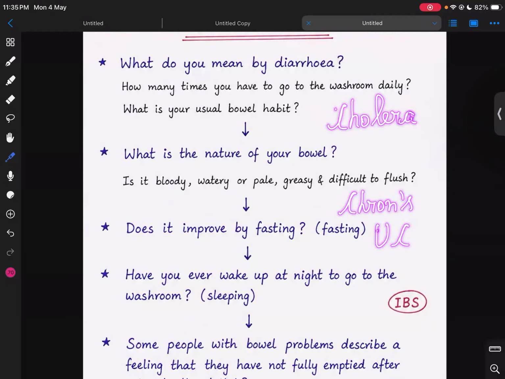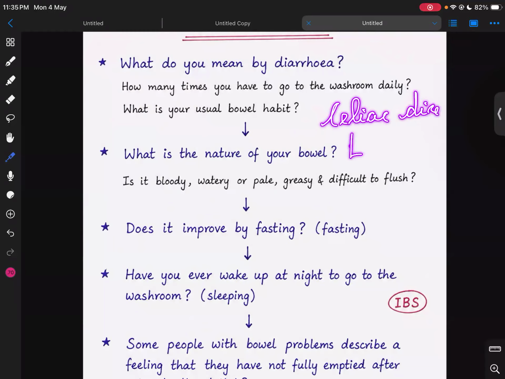But in case of celiac disease, in case of lactose intolerance, it will solely depend on the food. If you don't give the patient the gluten-containing food, the patient is not going to have diarrhea. If you don't give the patient milk, the patient will not have diarrhea in case of lactose intolerance. So we have to ask this question, whether this diarrhea gets improved by fasting.